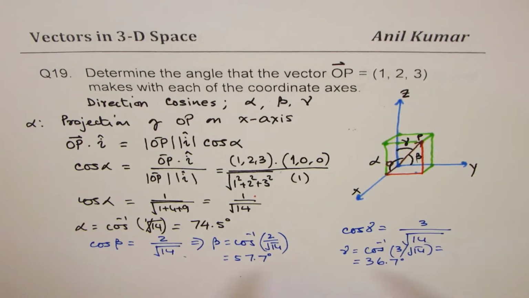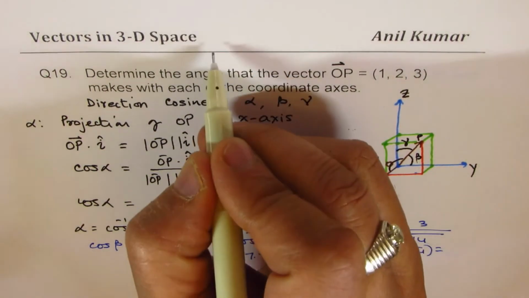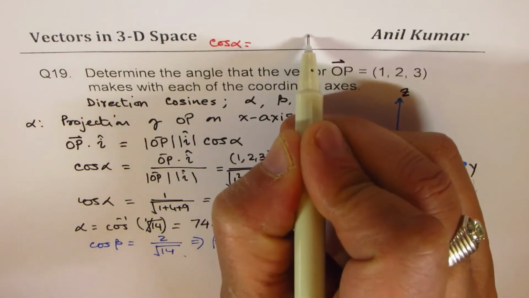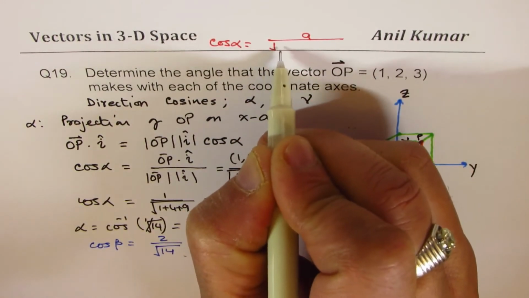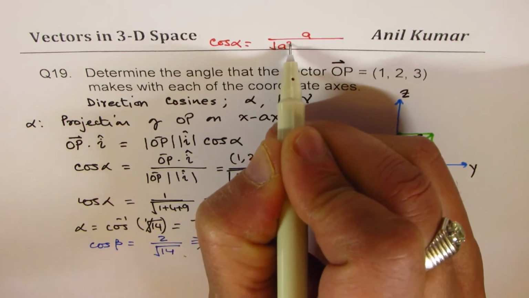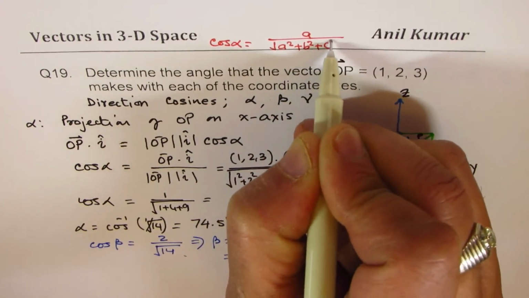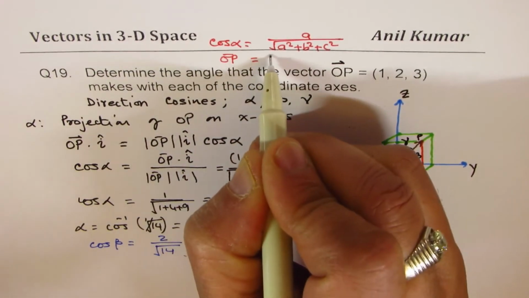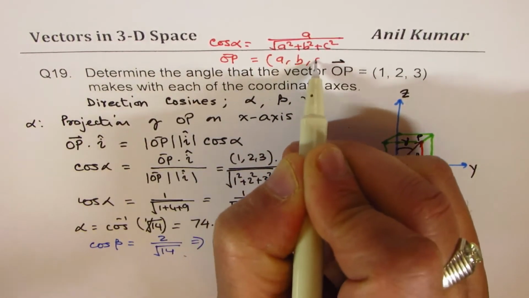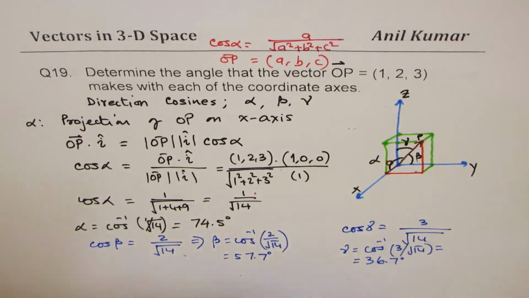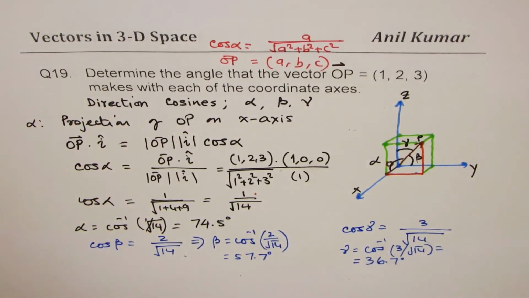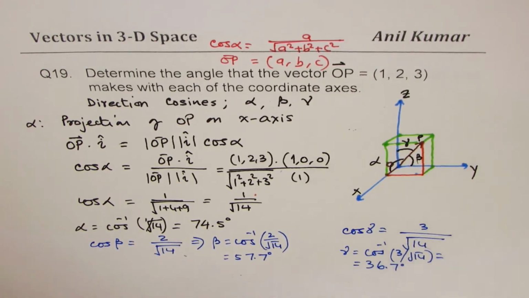So in general, we can write down the formula as, I'll write down for alpha, you can replace this with all others, and then say square root of a square plus b square plus c square if your vector OP is ABC. Does it make sense to you, right? So if it is beta, A will be replaced by B. If it is gamma, A will be replaced by C, correct?